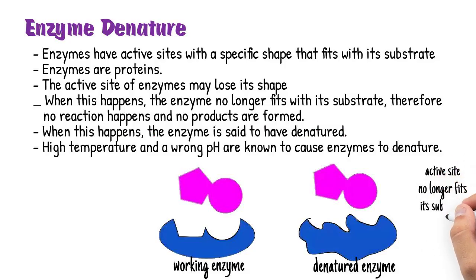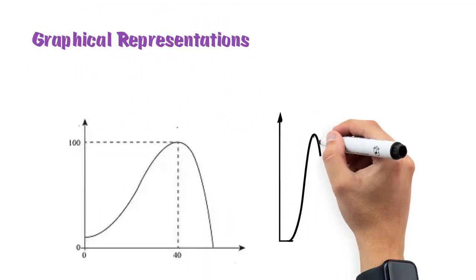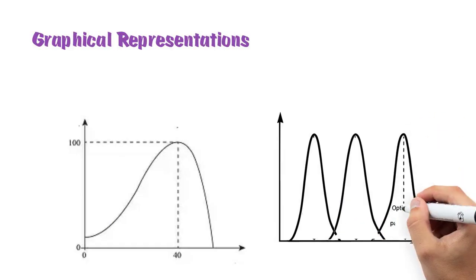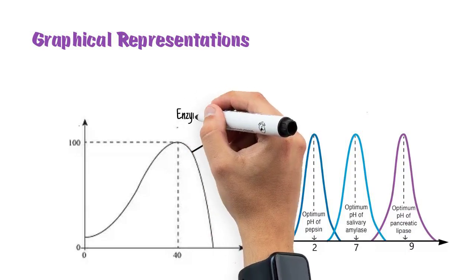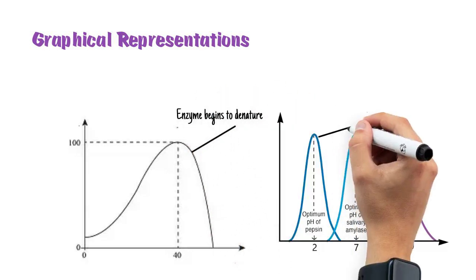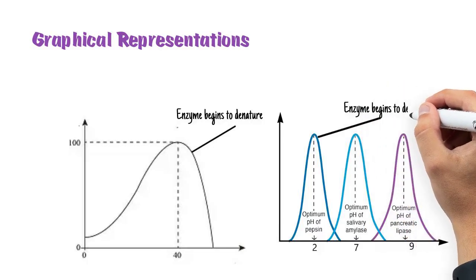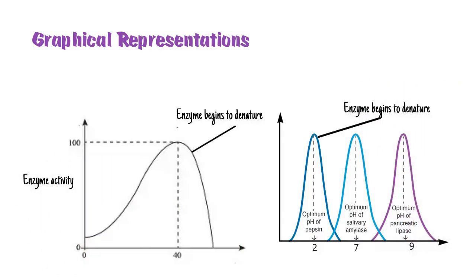High temperature and a wrong pH are known to cause enzymes to denature. In graphical representations of enzyme activity, we can always tell the enzyme has begun to denature when the temperature is past the optimum temperature or optimum pH for the particular enzyme. This is evident in the sharp drop in enzyme activity, as you can see in the graphical illustrations below.